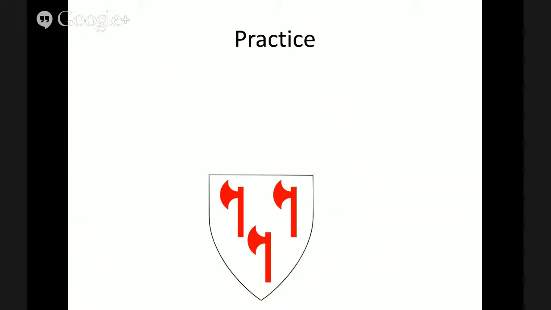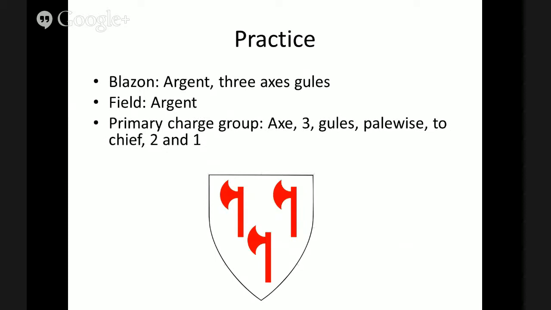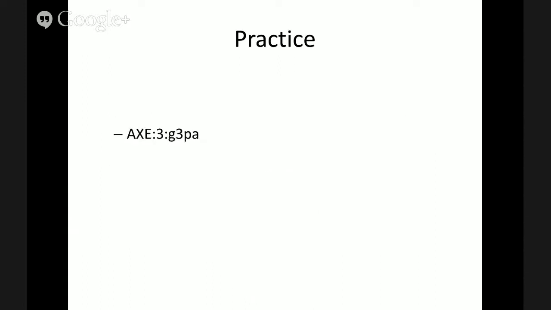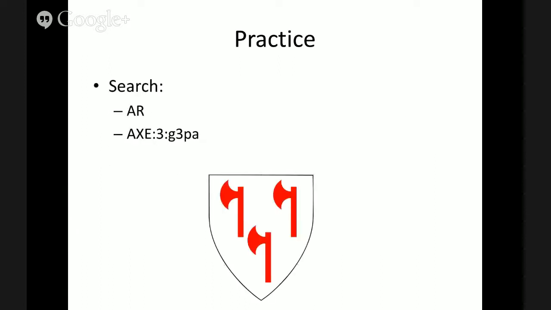How about this one? Argent, 3 axes, ghouls. So what can we say about this thing? Argent's the field, primary. 3 axes, ghouls, 2 and 1. They're pale-wise, and they're 2 chief, and they're 2 and 1, but unfortunately all that pale-wise, 2 chief, 2 and 1 isn't indexed. Another one where I messed up. All we can really say is Argent, Axe, 3, and Ghouls.